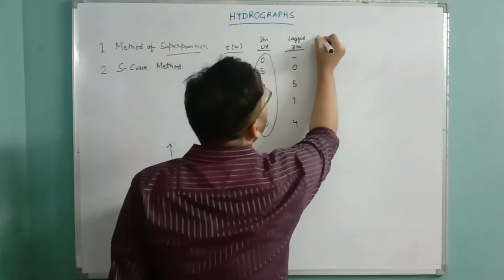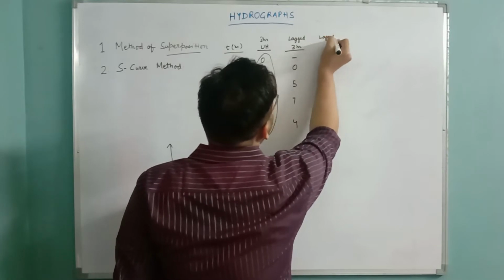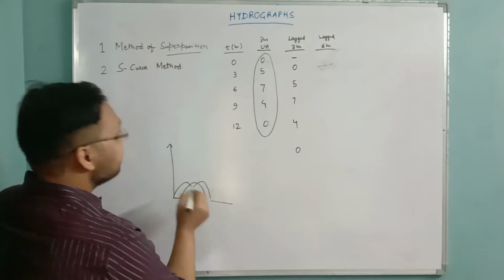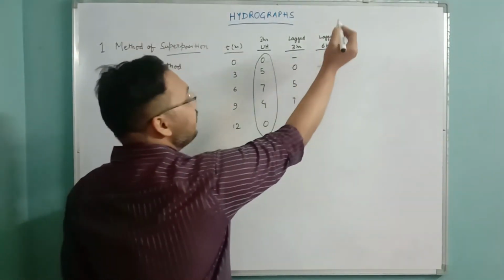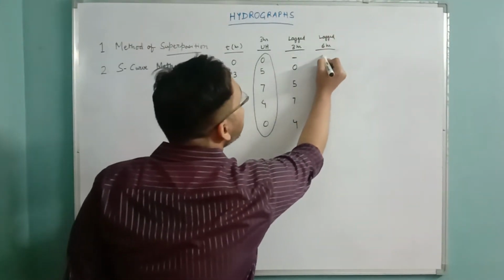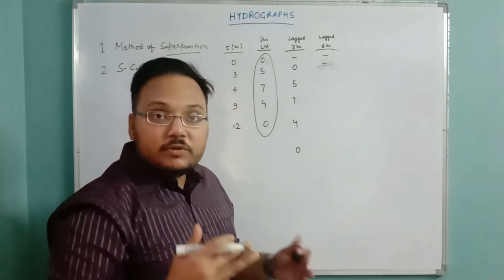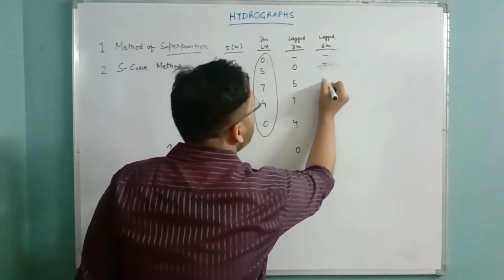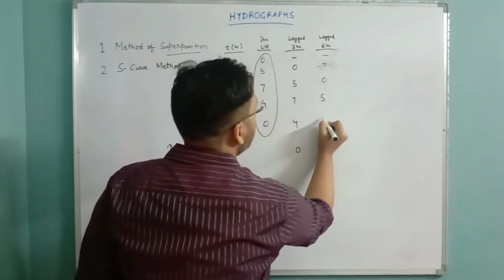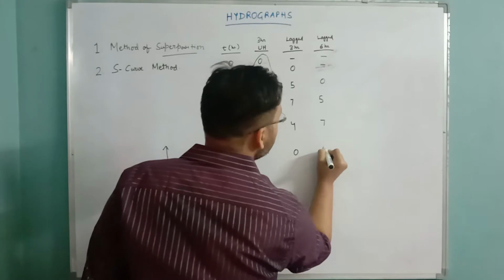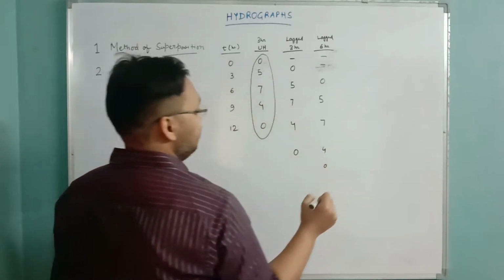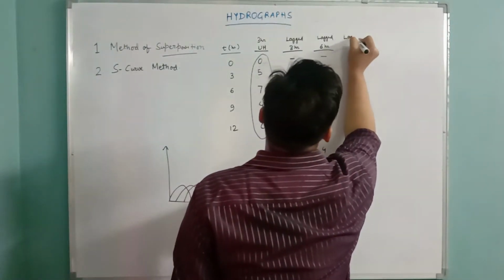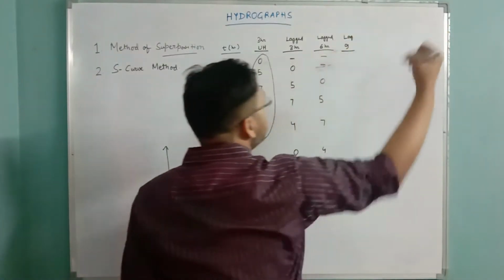Again, now this time it is lagged for 6 hours. 3 plus 3, that is equal to 6. So we are lagging it by 6 hours in the second step, and the first 2 rows are going to be vacant, and the same ordinates are going to repeat itself. 0, 5, 7, 4, 0. So this is lagged by 6 hours. Similarly, lag 9.